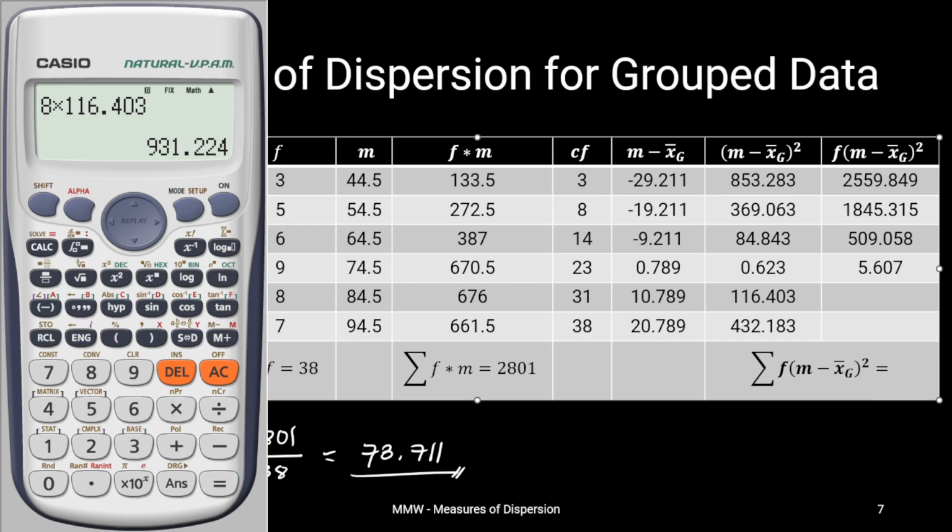931.224. And last, we have 7 times 432.183. So this is equivalent to 3025.281. Okay, so let's populate the last column.